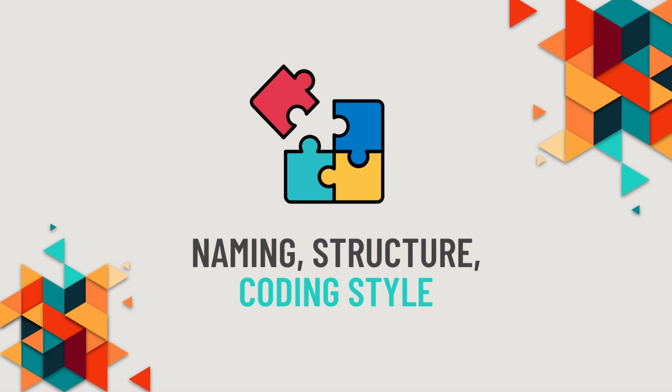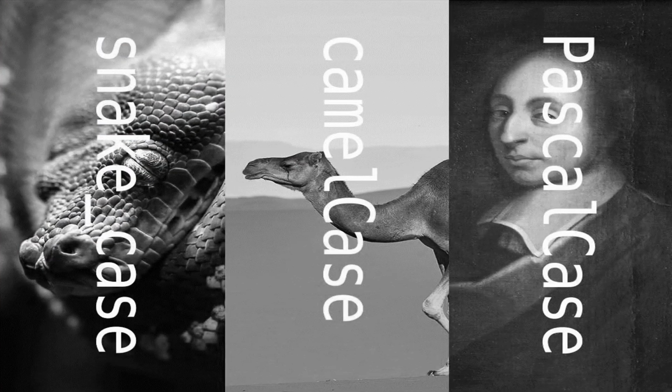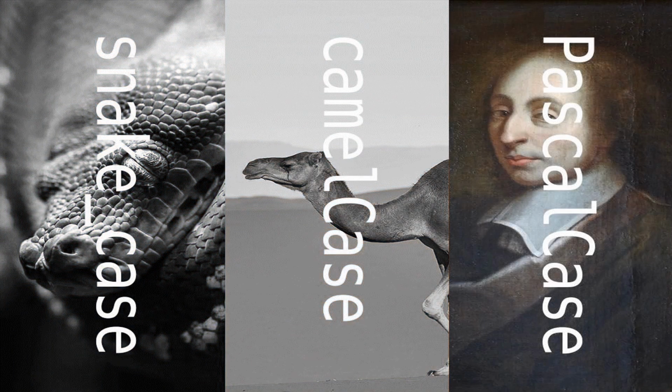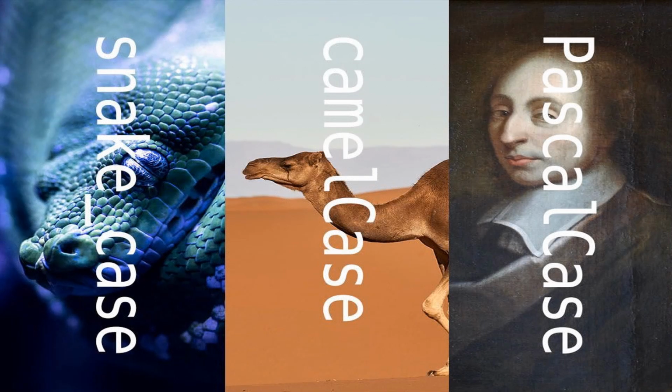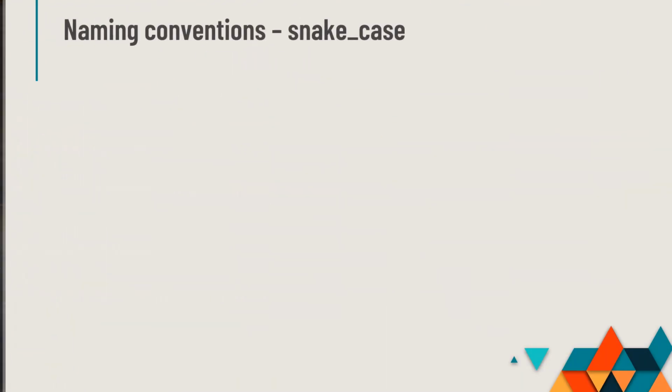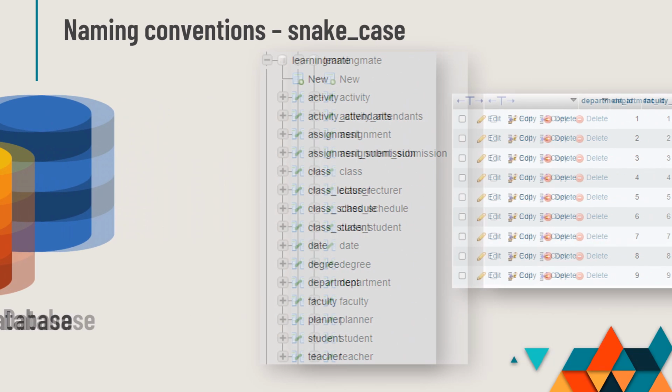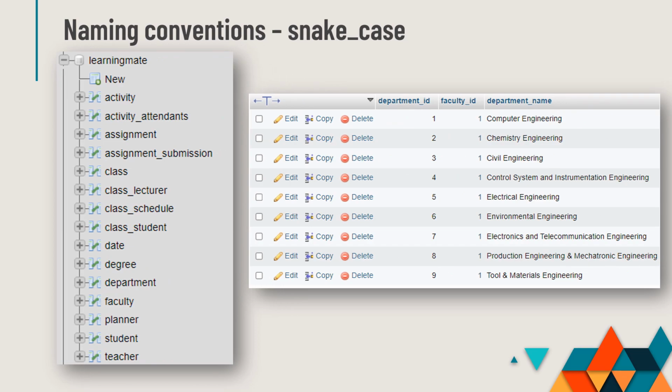Next is our group naming, structure, and coding style. For naming conventions, we use all of these three, which are snake case, camel case, and Pascal case, with each being implemented in different fields. The first one being snake case, which we use inside the RDBMS database server for naming both the entity name as well as their respective columns.